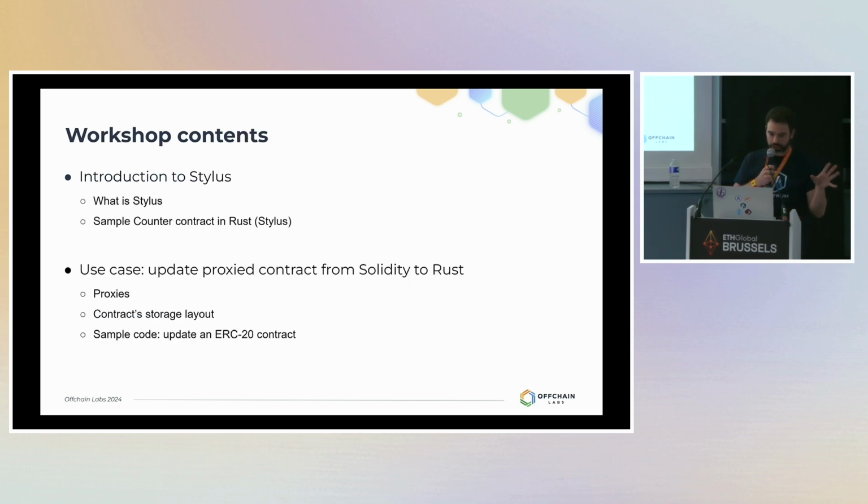All right, this workshop is divided into two parts. The first one is just an introduction to Stylus. We're going to talk about what it is, what it enables, and what benefits it has. And then we're going to show a simple counter contract written in Rust, right? And the second one is a bit more advanced. We're going to talk about how to upgrade this Solidity contract that you have behind the proxy to a Rust contract, what you have to keep in mind when you do that, right? And we will also see a sample project.